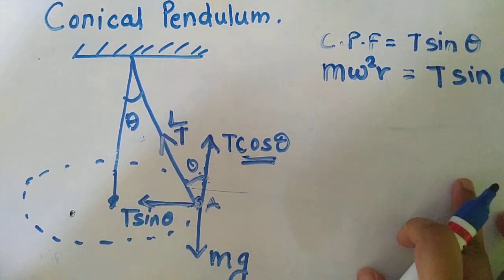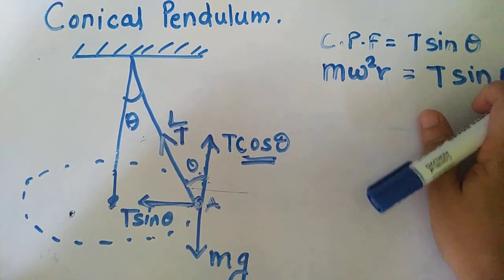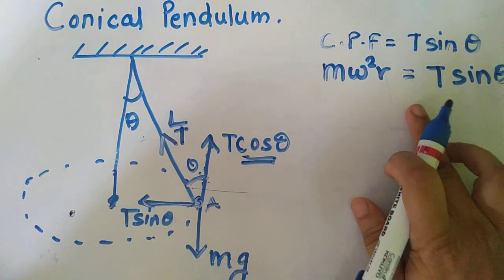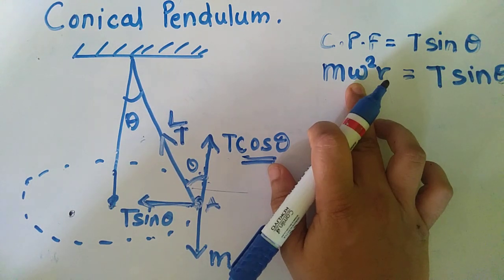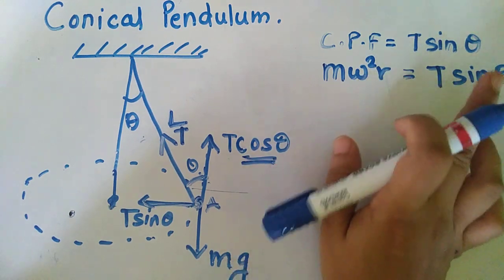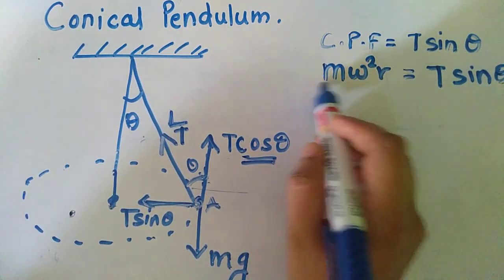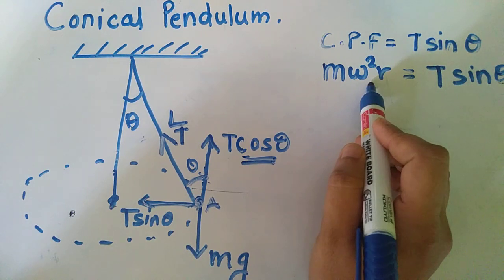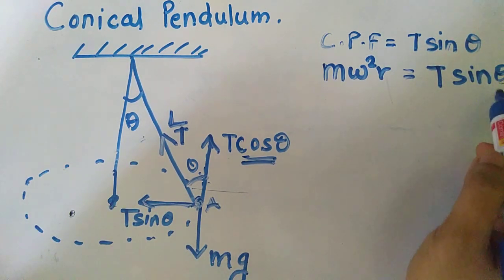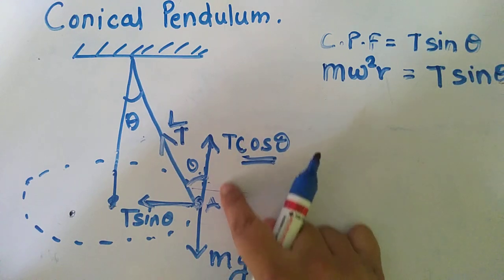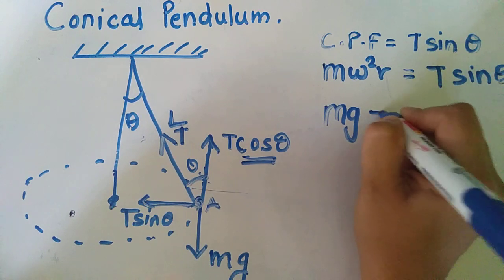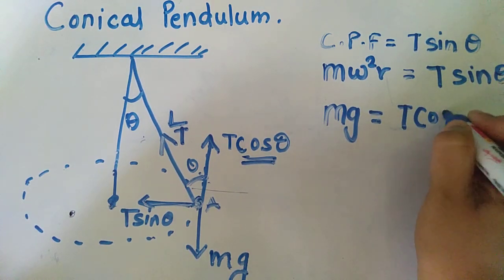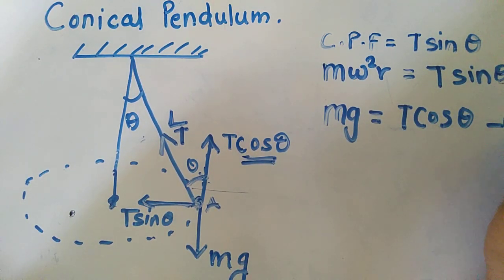Don't be confused that here I am using T as tension, and we have to calculate the time period for the derivation of the frequency, so we will consider omega for that. So we have the equation m omega square r is equal to T sin theta. Now one more equation: T cos theta is exactly opposite to mg. Therefore mg is equal to T cos theta. This is equation number 2.